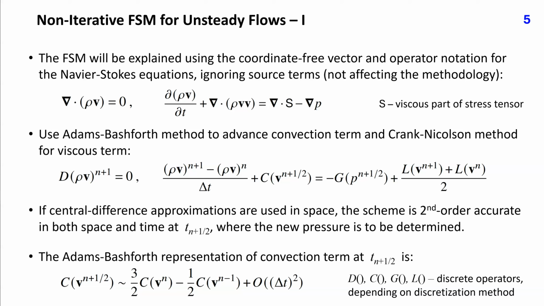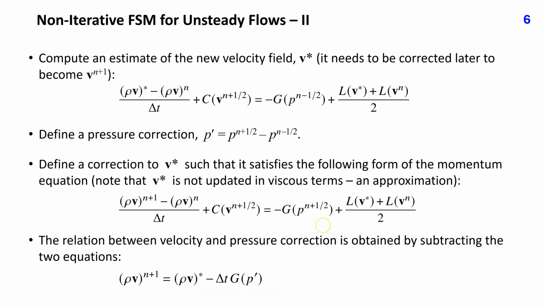The Adams-Bashforth representation of convection term at Tn plus 1/2 is given by this expression. It represents a linear extrapolation from solutions at times Tn minus 1 and Tn, half time step forward to Tn plus 1/2. Because momentum equations contain both velocities and pressure as unknowns, we cannot in one step advance both variables. Therefore, we first compute an estimate of the velocity field at time Tn plus 1, which is here denoted as v star, by using pressure from previous time step. The momentum equation solved is thus given by this expression.